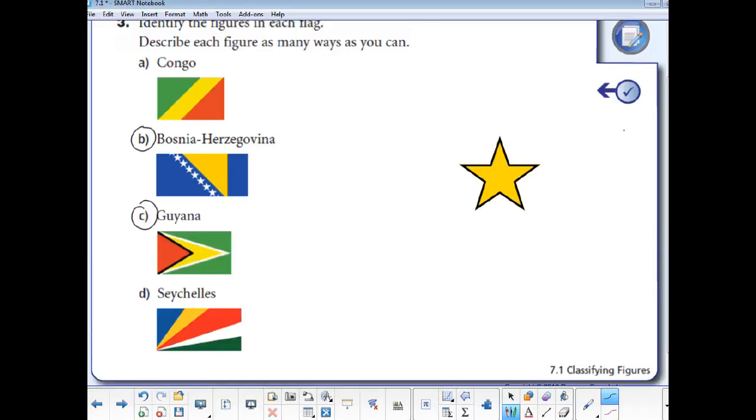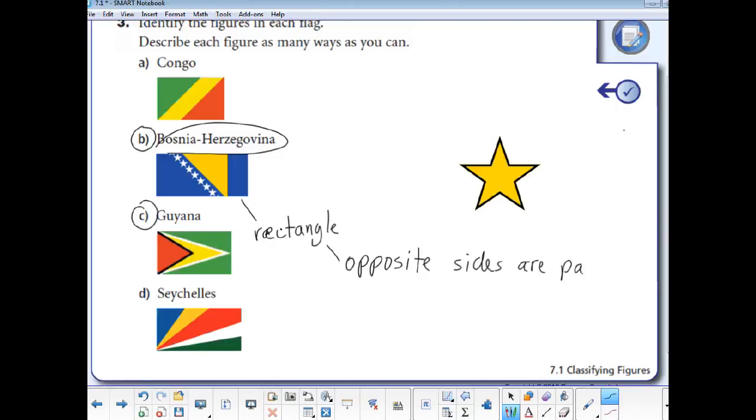So let's look first at this one here, Bosnia-Herzegovina. What shapes do we have? Well, clearly here we have a rectangle. And the key with the rectangle is that opposite sides are parallel.